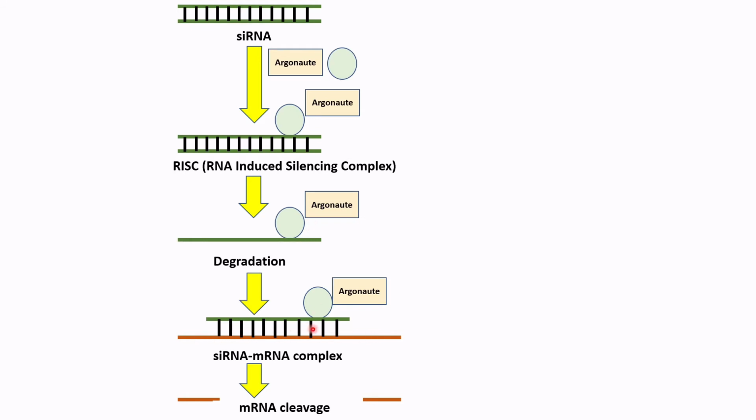Once single-stranded siRNA binds to its target mRNA, it induces mRNA cleavage. Cleavage occurs by the argonaute protein. So, no translation can occur thereafter.